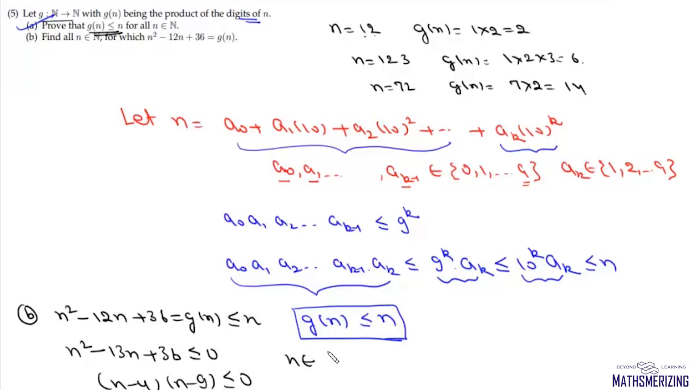That is, the value of n should lie between 4 and 9. So now from this interval 4 and 9, we need to find all those values of n such that n square minus 12n plus 36 is equal to gn. Now in this interval, we know that it is a single digit number. And if it is a single digit number, then the value of gn is simply n. So if we take gn as n, then we'll get the equality sign here. So that means we'll get only two values of n, and they are n equals 4 and n equals 9. And that is the answer to this question.